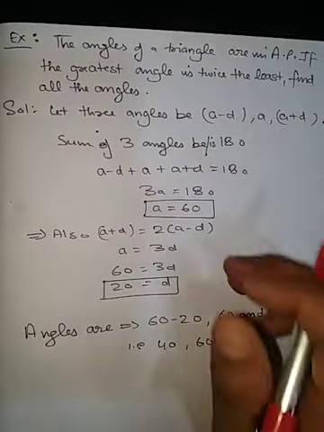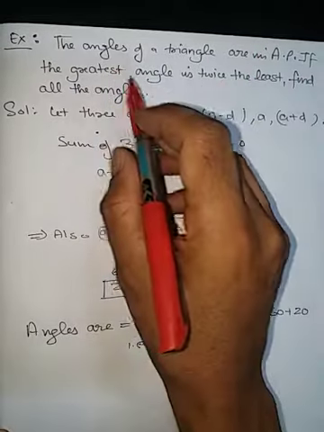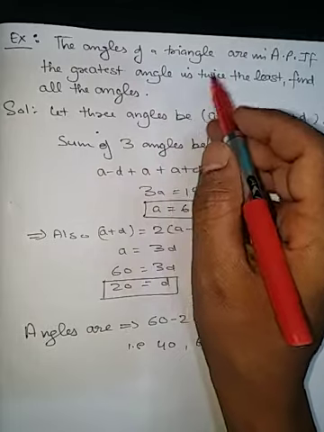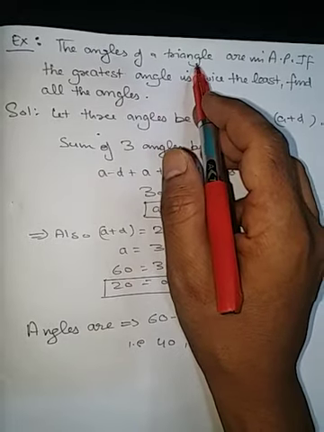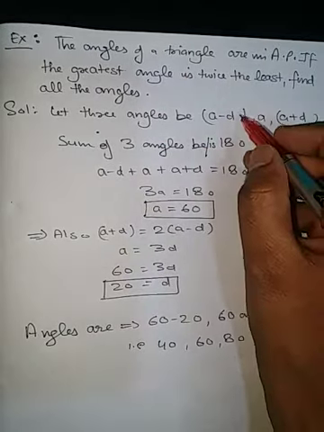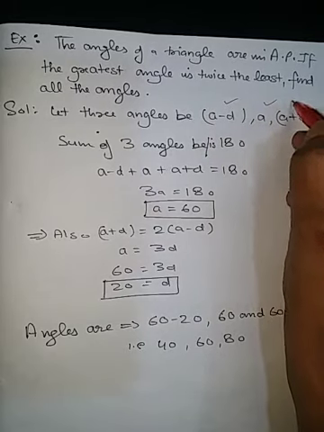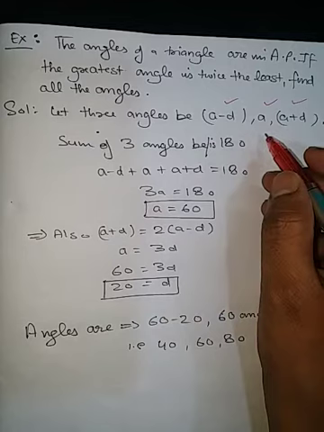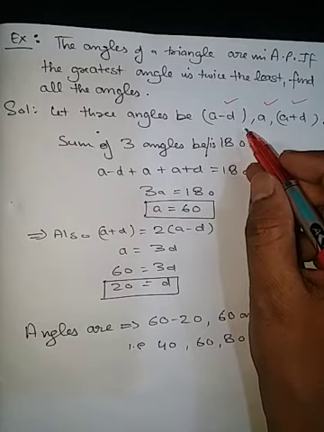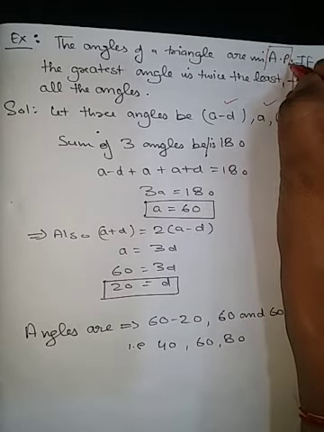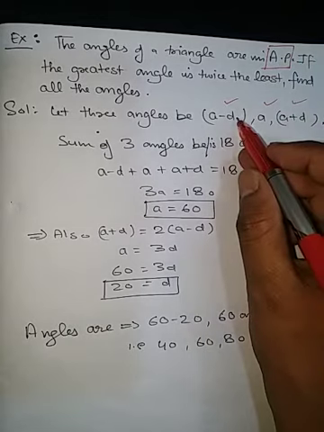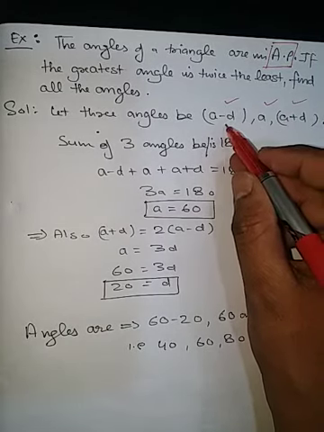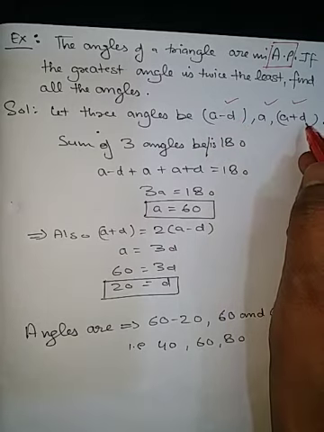Next question: the angles of a triangle are in AP. If the greatest angle is twice the least, find all the angles. Now again, in a triangle, how many angles are there? Three angles. So we have to assume three angles. As I said, whenever three terms or three angles or three values are in AP, we assume it like this: A minus D, A, A plus D.